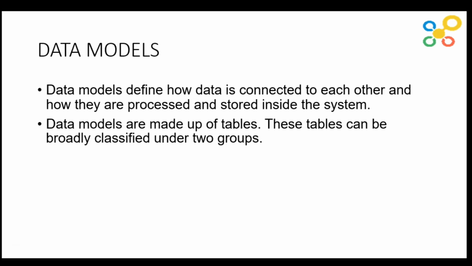Data models are basically a connection of tables, which allows any system or software that's storing data to understand how these tables are related to each other. It's defined as how data is connected to each other and how it is processed and stored in a system. So it allows a computer to understand how one table relates to another table.